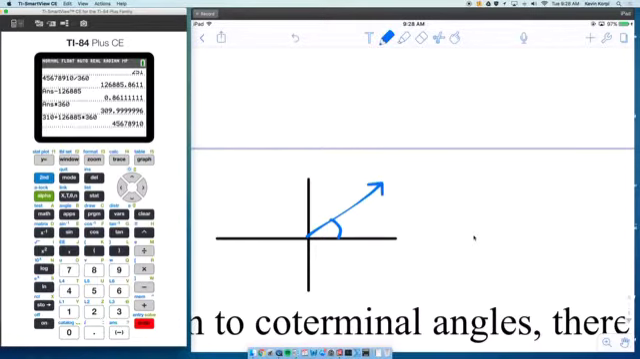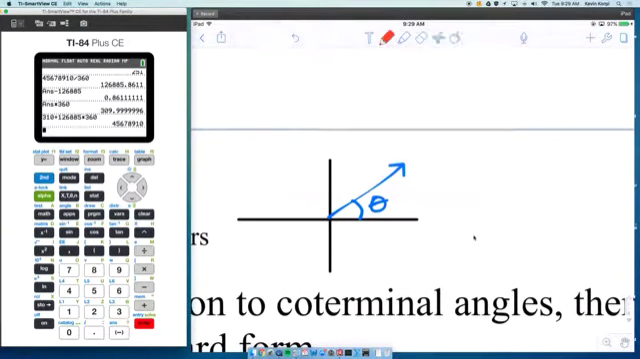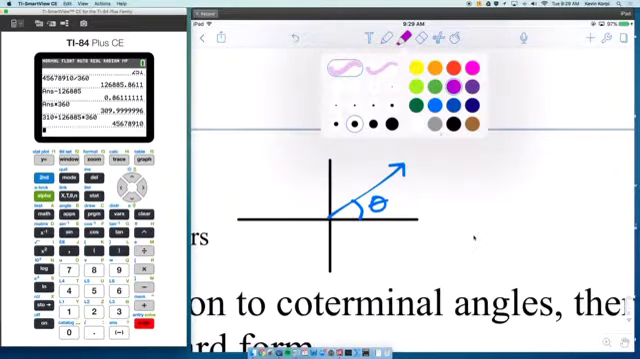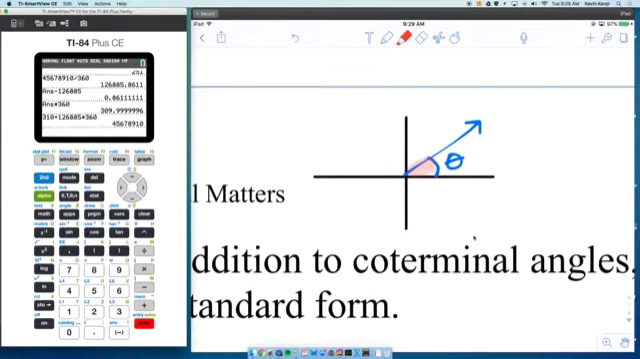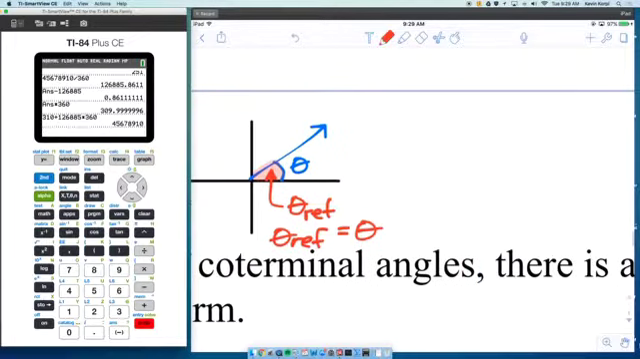If this is your angle theta, your theta terminates in quadrant 1, what would the reference angle be? Well, it would be the measure between the terminal ray and the closest x-axis. So the reference angle would be this right here in red. So in this case, the reference angle is going to actually equal what? As you mentioned, Rebecca, the angle itself. If your angle is already a positive acute angle that terminates in quadrant 1, the reference angle and the angle itself are one and the same, okay?